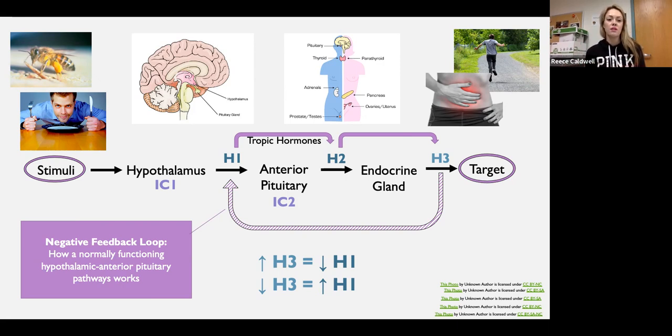So let's say we have some type of stimuli and it's a stressor. If we have some type of external or internal stress applied and sent to the hypothalamus, the overall hormone that we're going to want to release is cortisol, and cortisol will be released from the adrenal glands. Cortisol is our stress hormone. It's normally released with adrenaline as well. So whenever we release cortisol, what happens is our heart rate goes up, our pupils dilate, our vessels dilate, we start breathing heavier. We go into that fight or flight state.